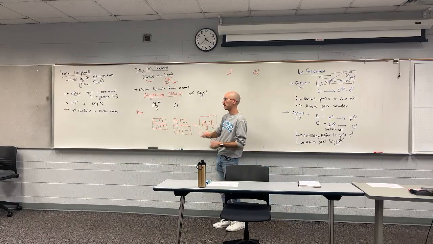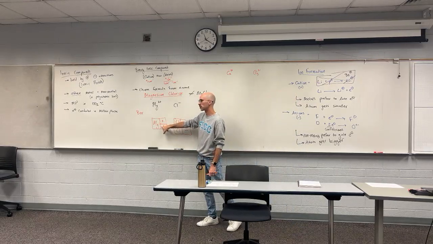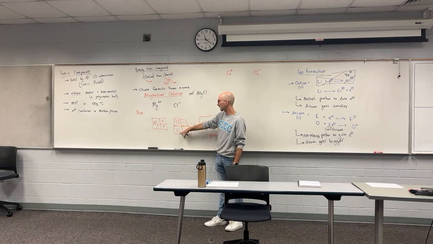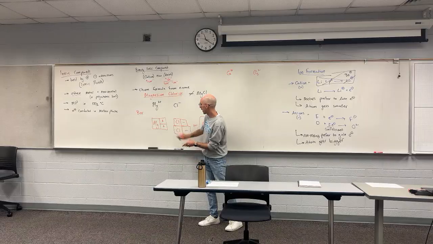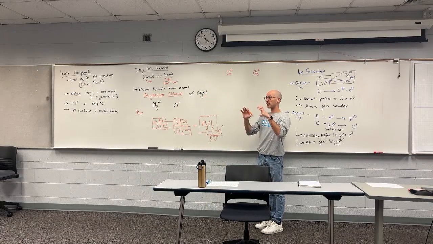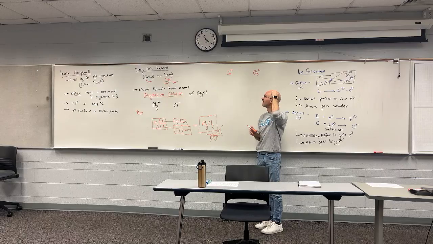This is just the box method. Magnesium has 2 positive charges. Chlorine only has 1 negative. I will need a second chlorine negative to balance out my charges. That's the box method. If you don't like it, we'll get to the next one. Let me see the next one.